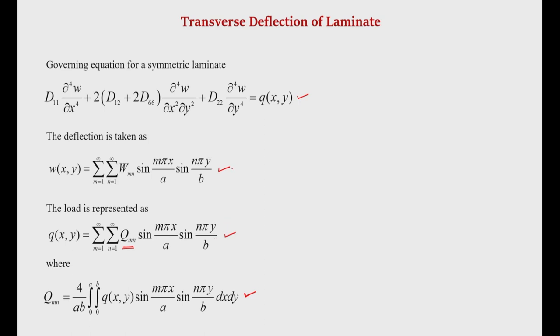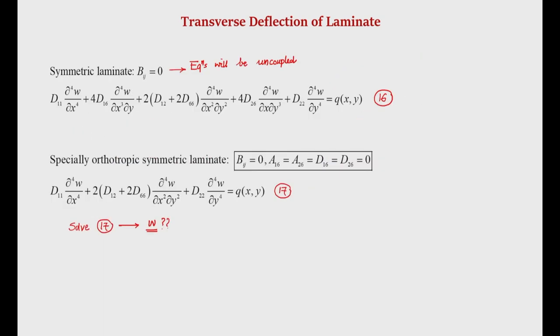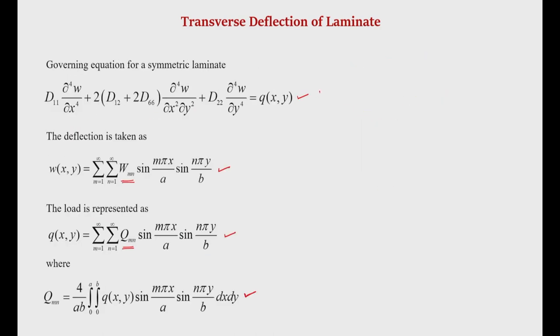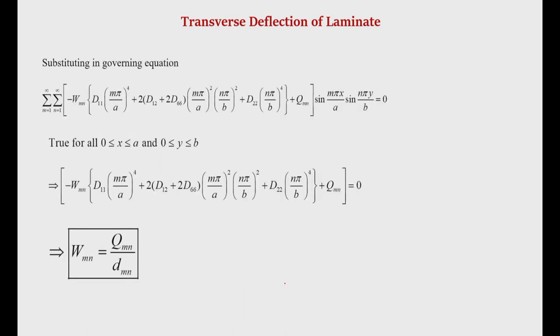Similarly, the distributed load is also represented by a double Fourier sine series, where this Qmn could be shown to be evaluated by using this integral. We will not go into the derivation of this; this is done in the theory of plates. We can write the displacement as a double Fourier sine series as well as the distributed load as a double Fourier sine series, where Wmn and Qmn are the coefficients of the displacement series and the load series. This is our equation number 17. When you put 18 and 19 in the governing equation, this is what we get.